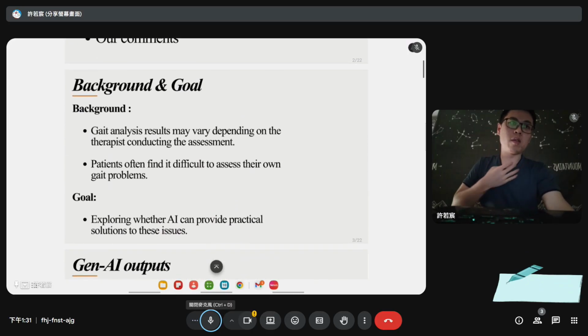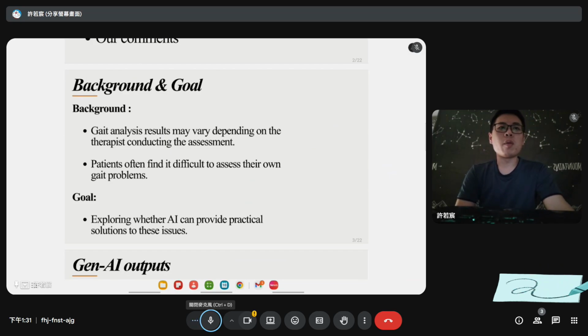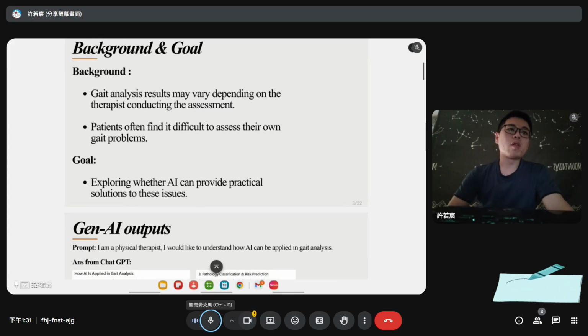For the background, as students from the Department of Physical Therapy, we know that gait analysis results may depend heavily on the therapist conducting the assessment, and also patients often find it difficult to assess their own gait problems. So for our goal, we hope to explore whether AI can provide a practical solution to these issues.